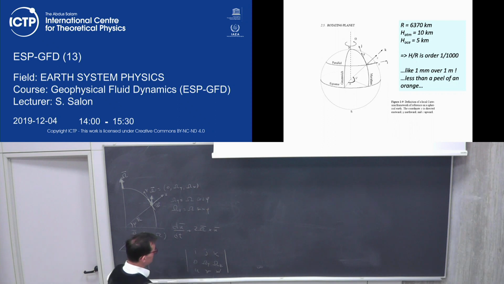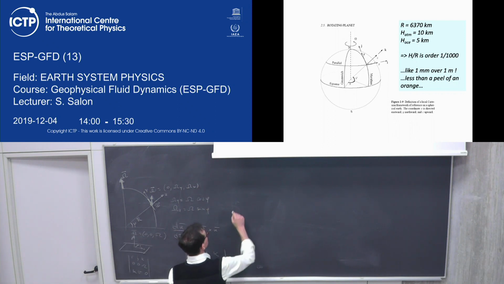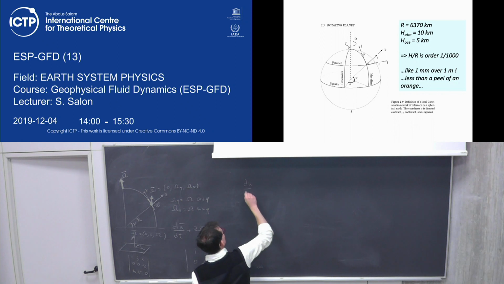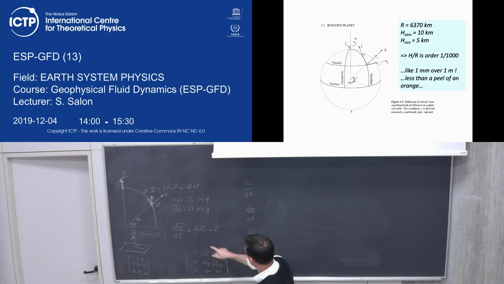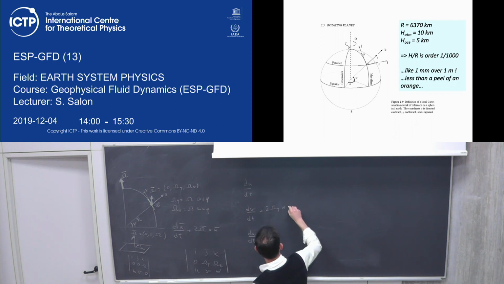So if we play a little bit and we calculate this, what we obtain will be du dt, dv dt, dw dt, and then we will have the first term, which will be i, so this and this, so we'll have plus 2 omega y w minus 2 omega z v.